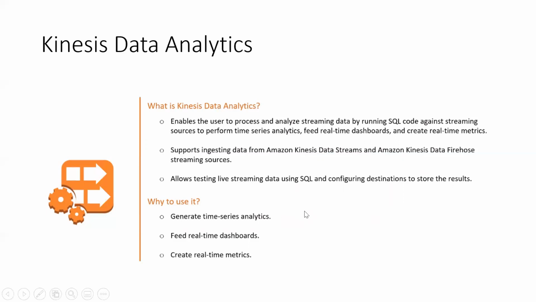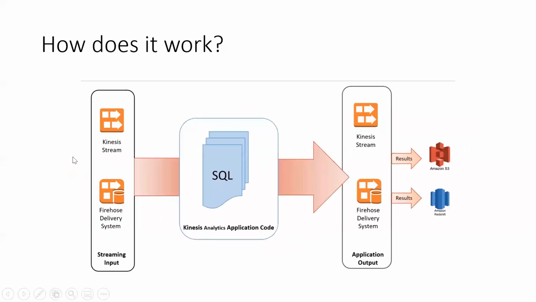So it generates real-time time series analytics, real-time dashboards, and creates metrics, where these are my streaming input. You actually write a SQL application code through which you perform the operations, and then you get the output back to the Kinesis stream and Firehose, from where you can store the results into S3 and Amazon Redshift.